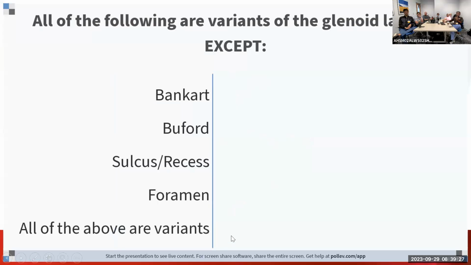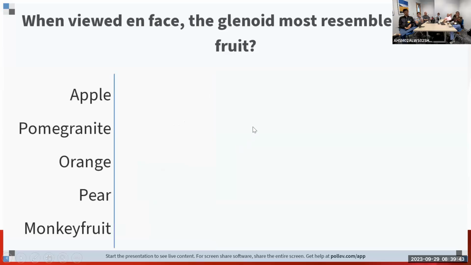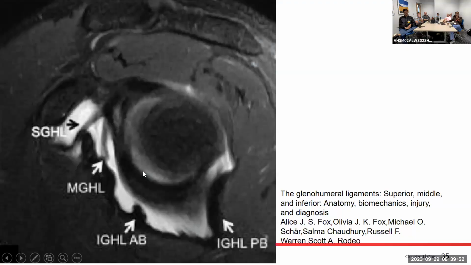Variants of the glenoid. So we've talked about the labrum now. So there's the Buford complex, there's sublabral sulcus or recess, and there's sublabral foramen. And so for at least trainees in radiology, some of the more difficult challenges are ascertaining whether it's a tear or variant. And so in 6 minutes, I will try to make you more comfortable with that. When viewed in fossa, the glenoid most resembles which fruit? It is a pear. And here's a pear.